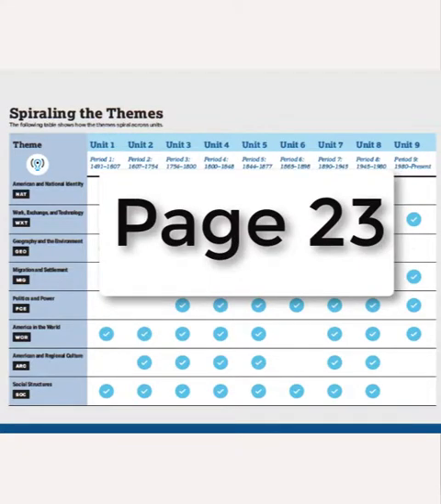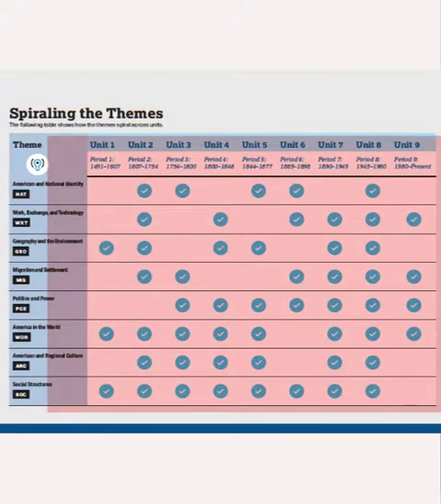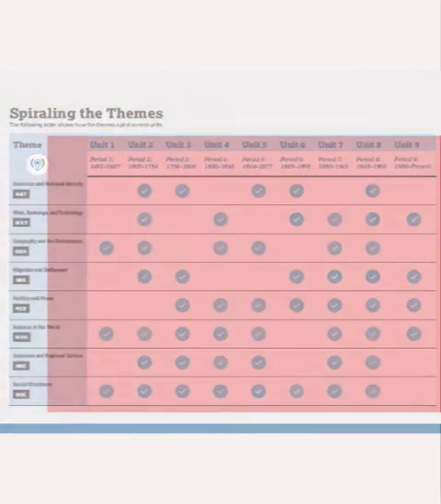So the next page to look at is page 23. Here on page 23, you're going to see the themes for the class. And then those themes are correlated with each one of the units in the class so that you can see, overall, sort of at a glance, where the themes and the units are connected together.